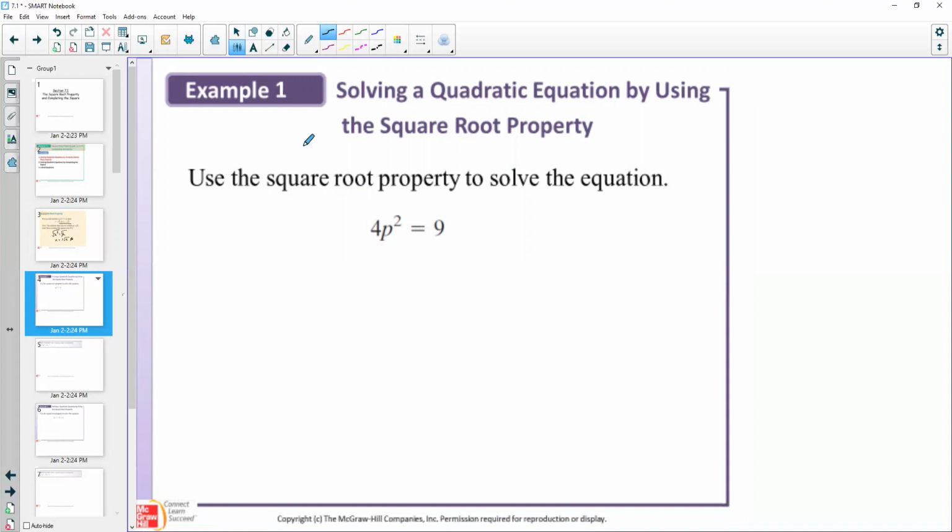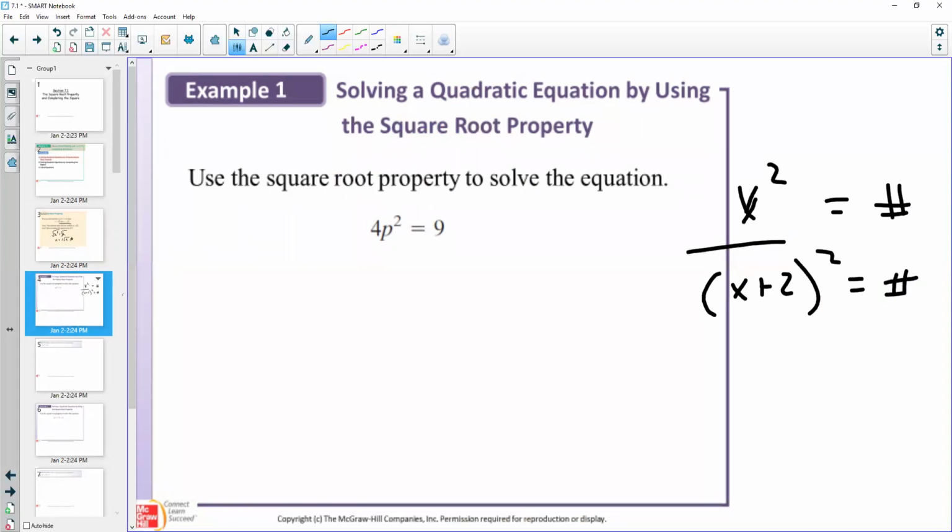When you are using the square root property, what you're going to look for is the ability to get x squared, or whatever variable squared, on one side and numbers on the other. When you use the square root property, this is what you're looking for. Sometimes it's going to be something in parentheses squared equals a number. But this is sort of what you have your eye out for.